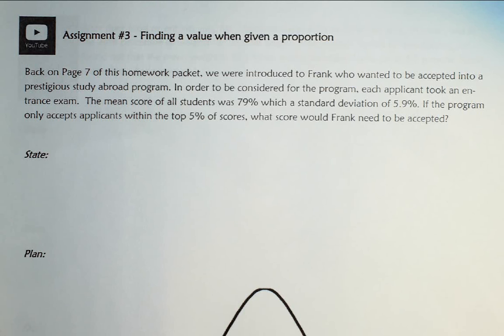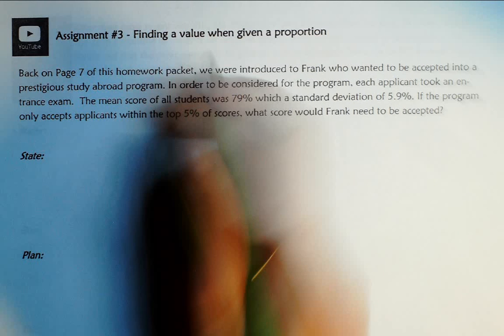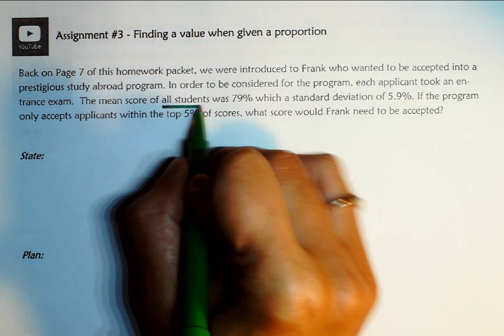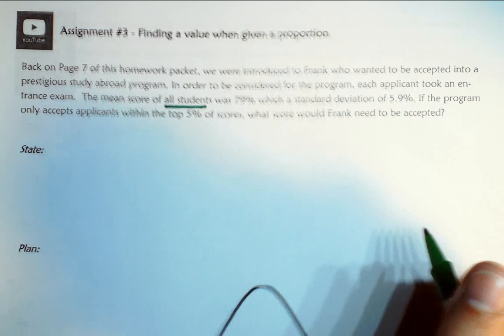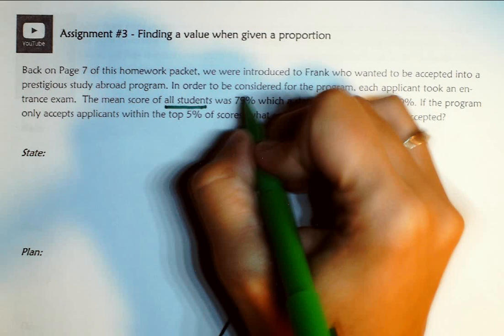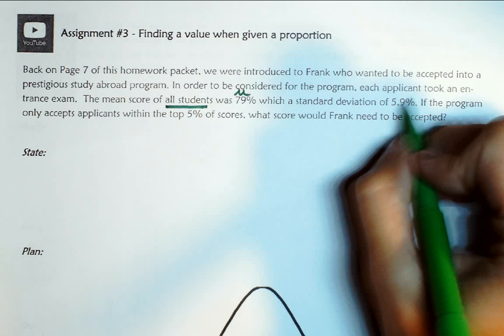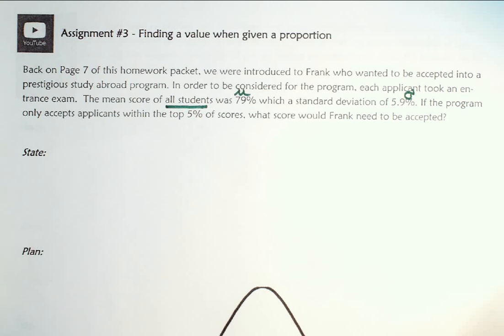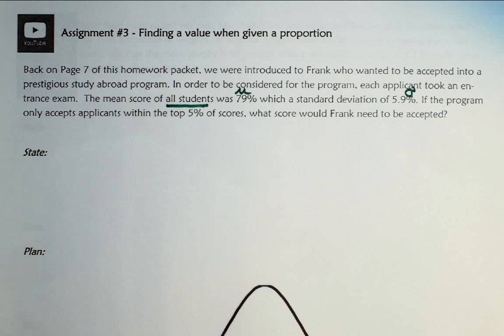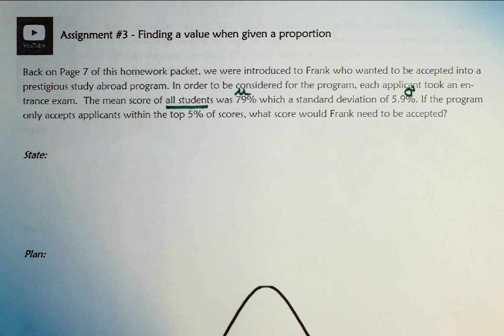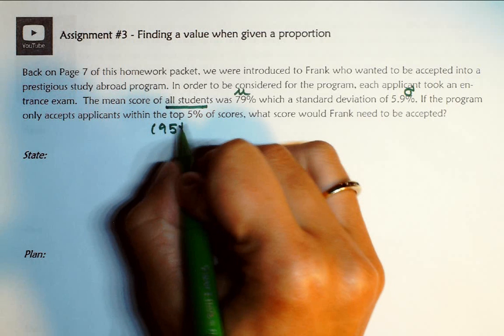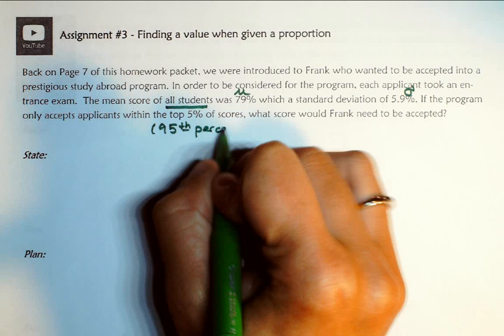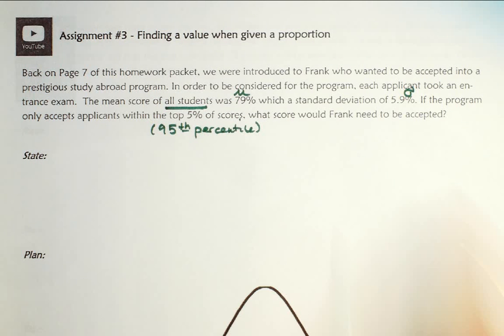So we're talking about all students, which is the population. So we're looking at a density curve. The average score was a 79%. Standard deviation was 5.9%. If Frank needs to score in the top 5%, that means that 95% of students would have to score below him. Top 5% is another way of saying the 95th percentile. 95% of candidates need to get below Frank in order to make it into this program.